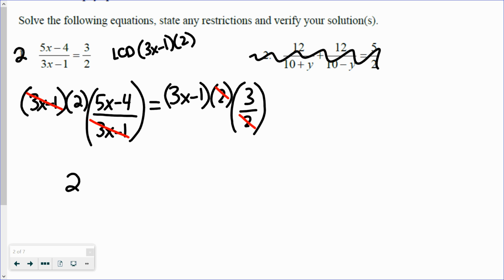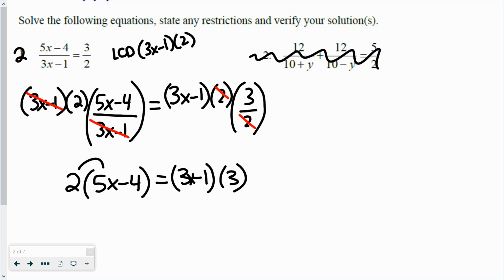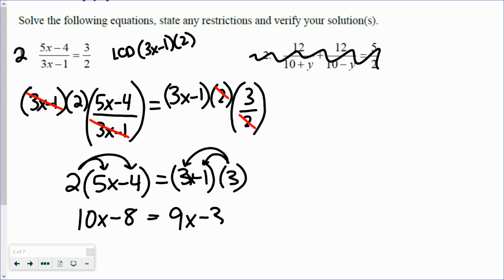is, I'll write all the steps out, 2 times 5x minus 4 equals 3x minus 1 times 3. And so now distributive property with both. So multiplying the monomial through the binomial. So what I will have is 10x minus 8 equals 9x minus 3.